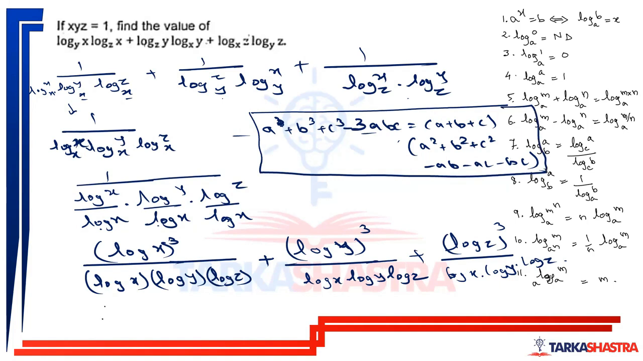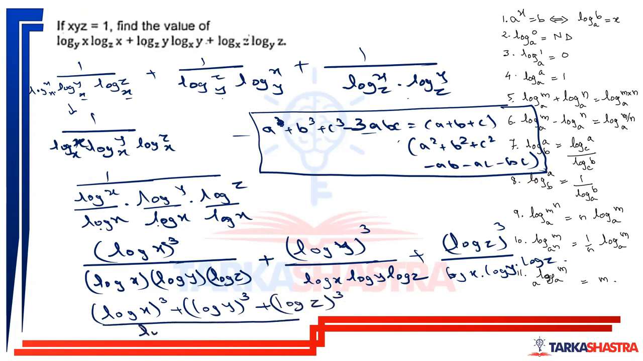So how can I write this down? This is log x cube plus log y cube plus log z cube upon log x into log y into log z. Okay, we have to apply this over here. Now I'm erasing everything else and just keeping this step. And you have to pause the video and write it down.